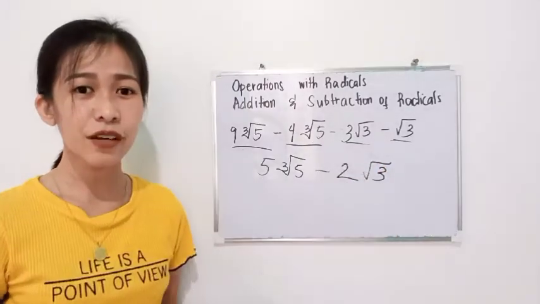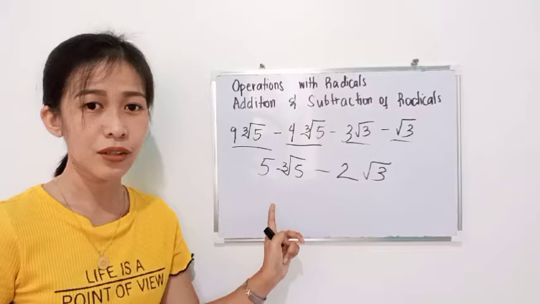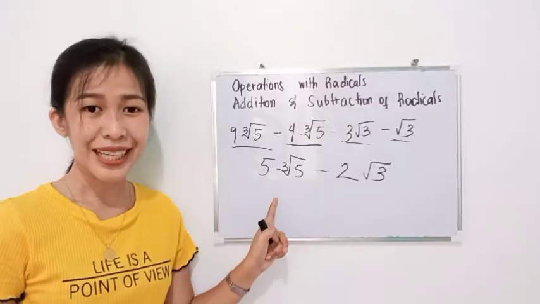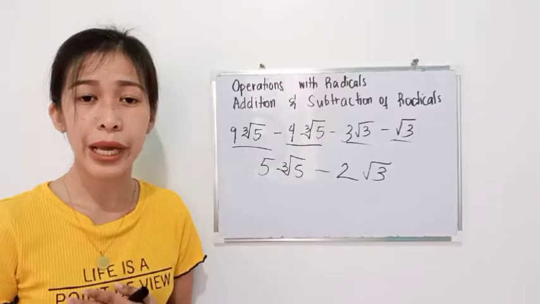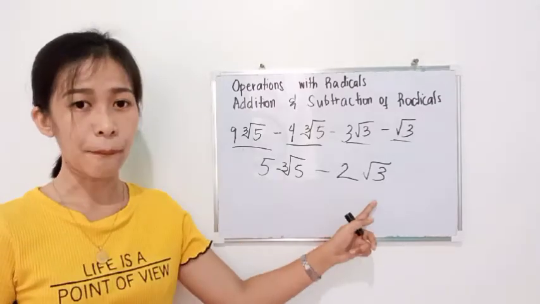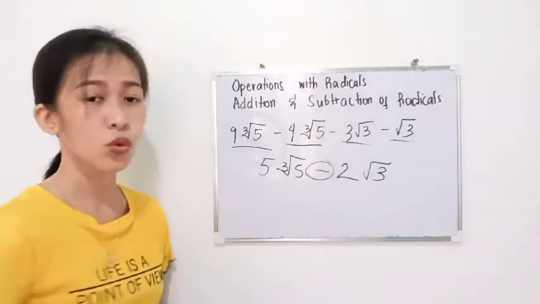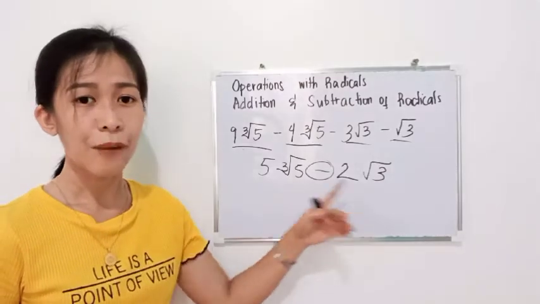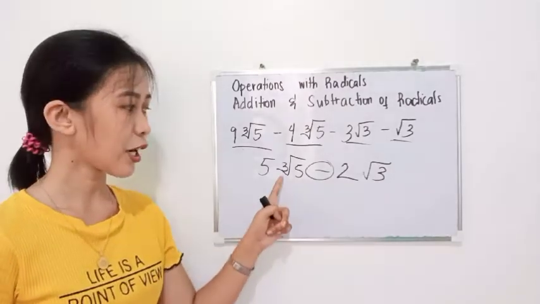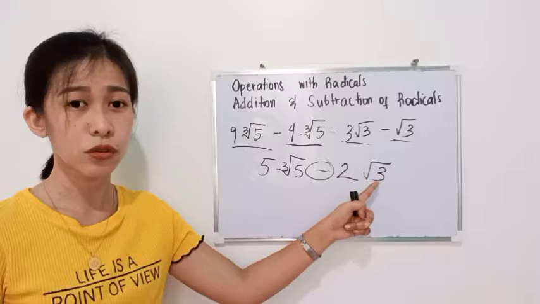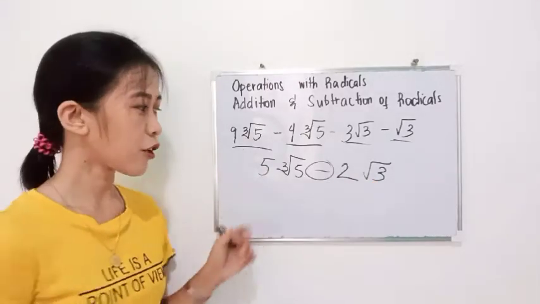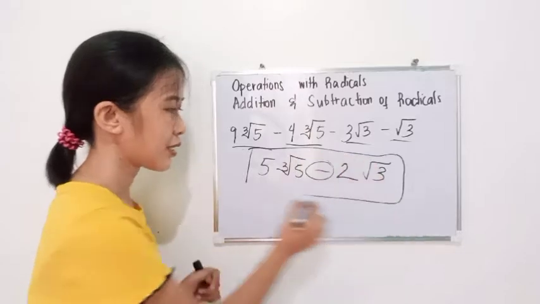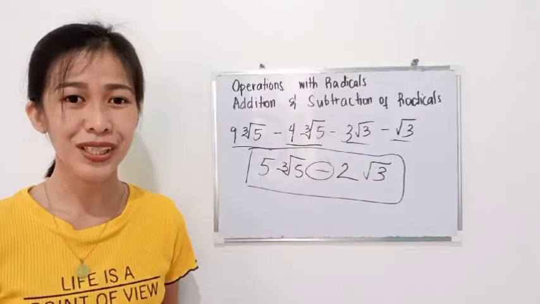And then, right after that, are they similar or dissimilar? Yes, they are dissimilar. Therefore, we cannot perform any operations on them. We cannot subtract them because they are dissimilar, since this is cube root of 5 and this is square root of 3. Cube root, square root, that's different. Alright? Therefore, the final answer will be that. And that is as simple as that.